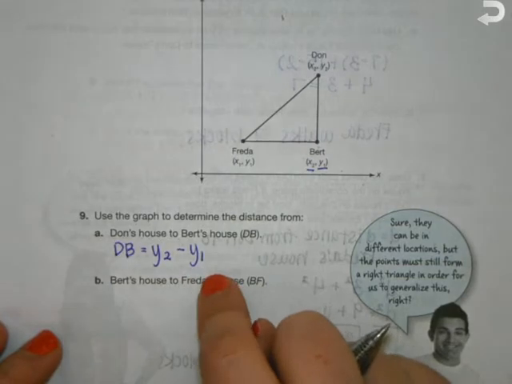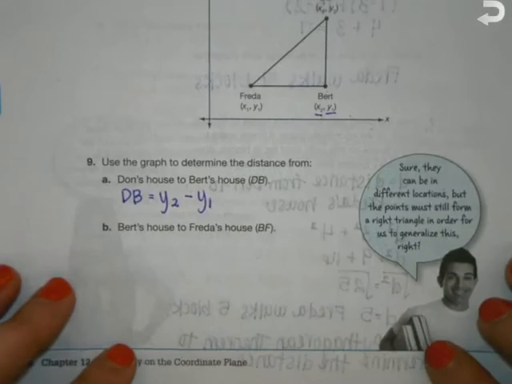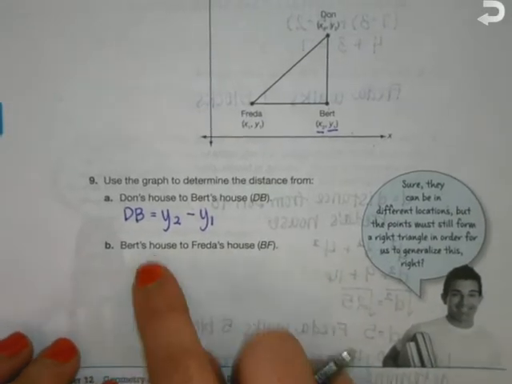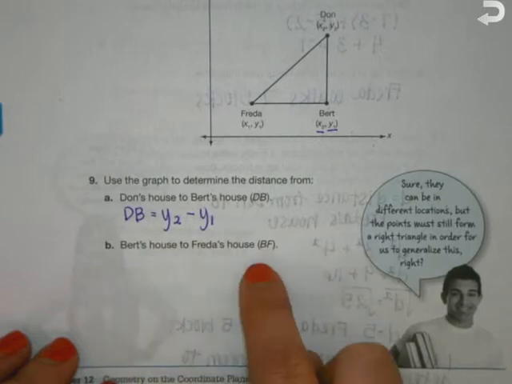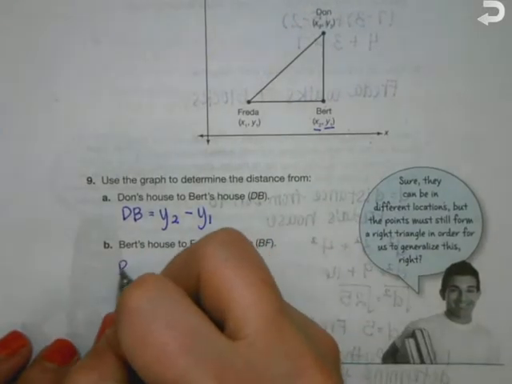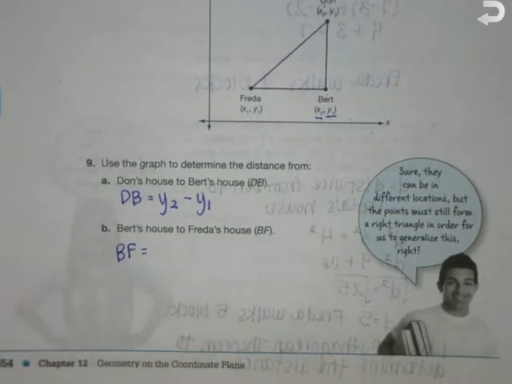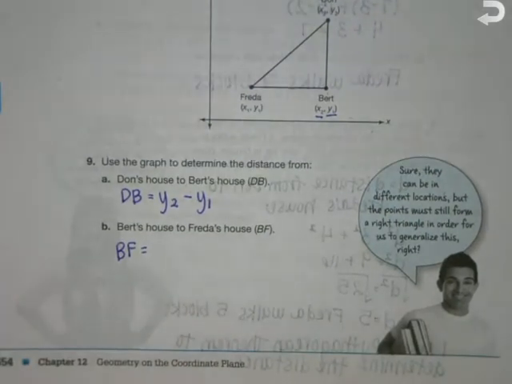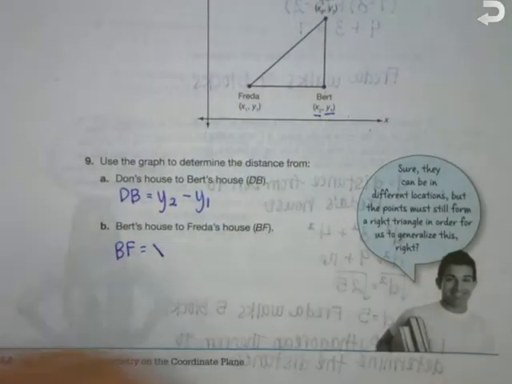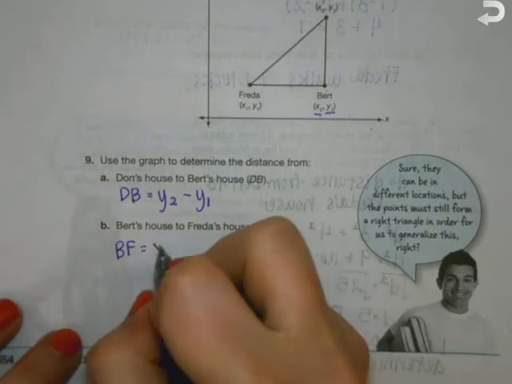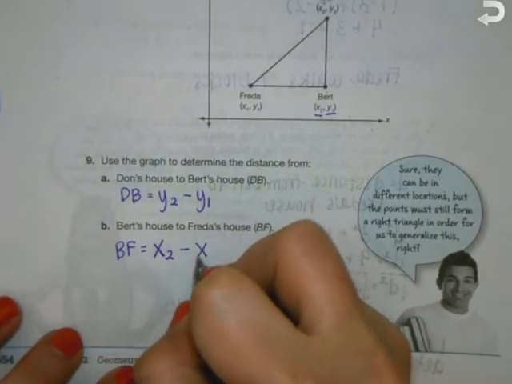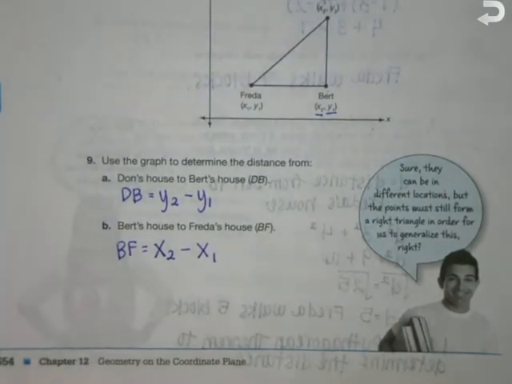So try this now for part B and do the distance from Bert's house to Frida's house, and we're going to call it BF. Guys, what did you get for the distance between Bert's house and Frida's house? We're subtracting which values? The x's. So it's going to be x2 minus x1, okay? We're just generalizing now. We are not putting numbers in here. This would be in case we didn't have numbers.